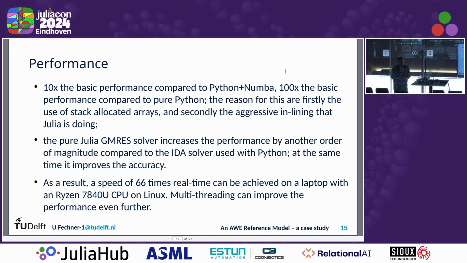So we have together 100 times advantage if we work single-threaded. And in Julia, you can also use multi-threading. If you are optimizing your controller, try different parameters, you can do that in parallel. So with one thread, I have already 66 times real time, which is very nice if you need to optimize or if you try machine learning.